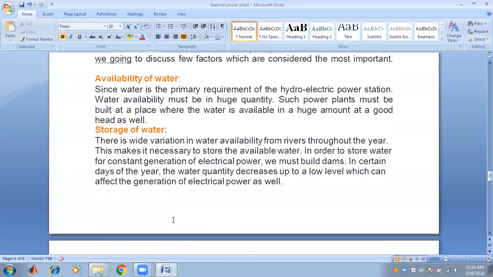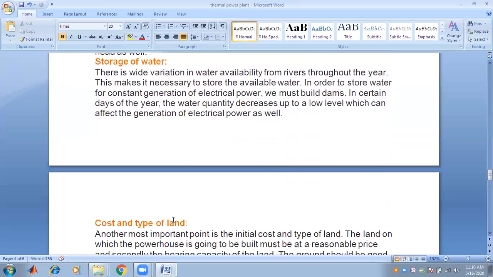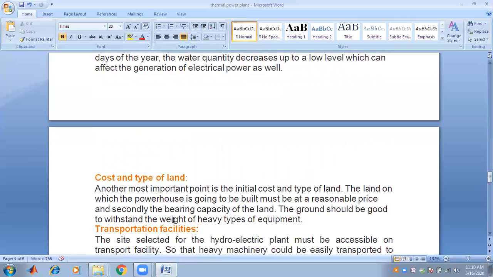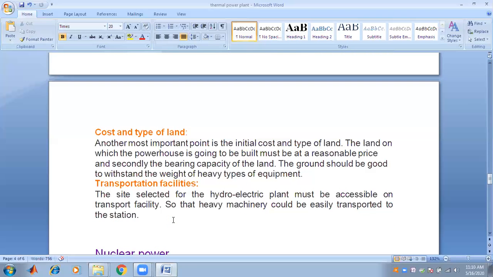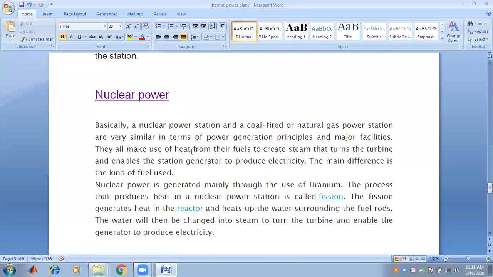So those four factors are very important in order to select the site for the hydroelectric power plants. The first one is the availability of the water, the second one is the storage of the water, the third one is the cost and type of the land, and the fourth one is the transportation facilities. Those factors must be taken into consideration while we design a hydropower plant. Again, I am repeating, the more economically we can choose the site, the more economically we can generate the power for our consumers. Third one is the nuclear power plant.